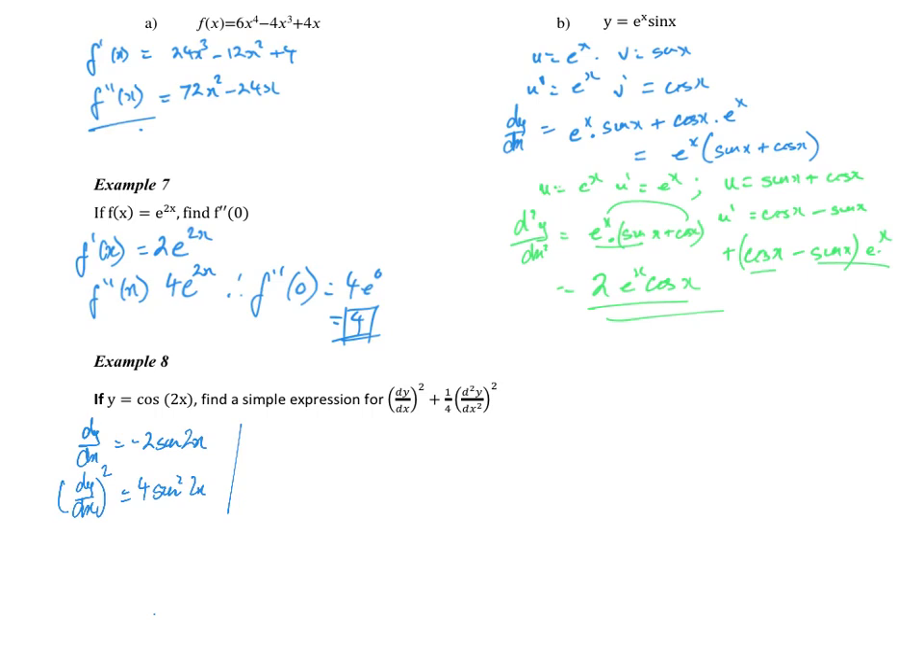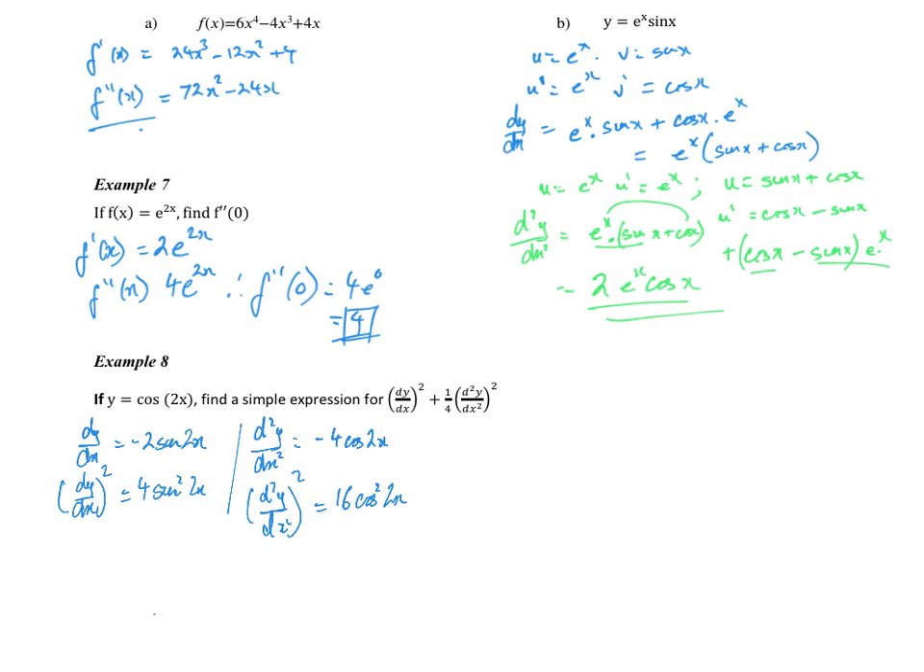Let's get the second derivative. D squared y dx squared is equal to the derivative of negative 2 sine 2x. So the derivative of sine is cos, so it's going to be negative 4 cos 2x. So that squared is equal to 16 cos squared 2x.